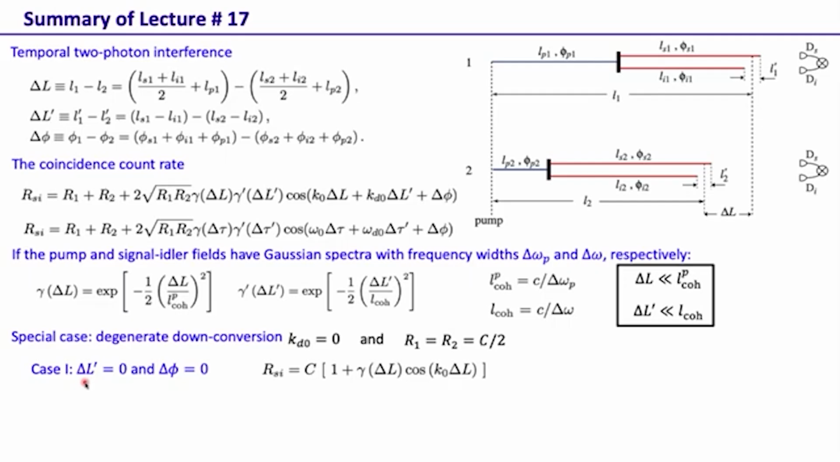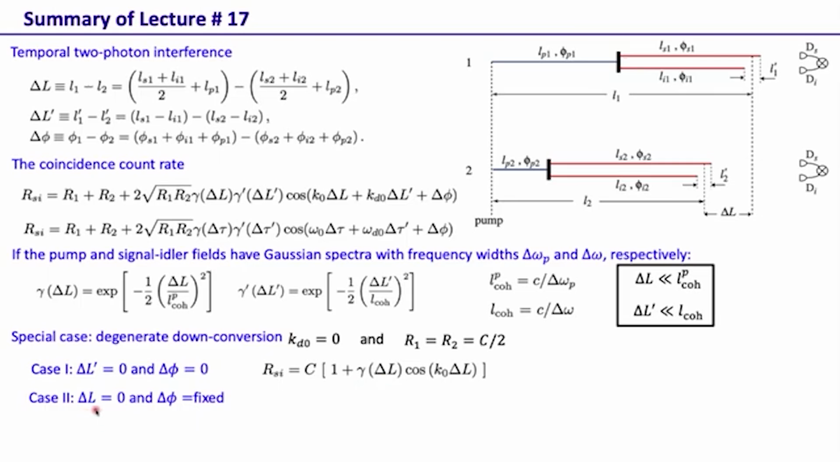First is when delta L prime is 0. This is in order to separate out the effect just due to delta L. For this case, when delta L prime is 0, we see that the coincidence count rate, as a function of delta L, shows interference, and that interference pattern decays down because of this coherence function. In this sense, delta L plays the same role in two-photon interference as does the optical path length difference in classical temporal interference or in one-photon interference.